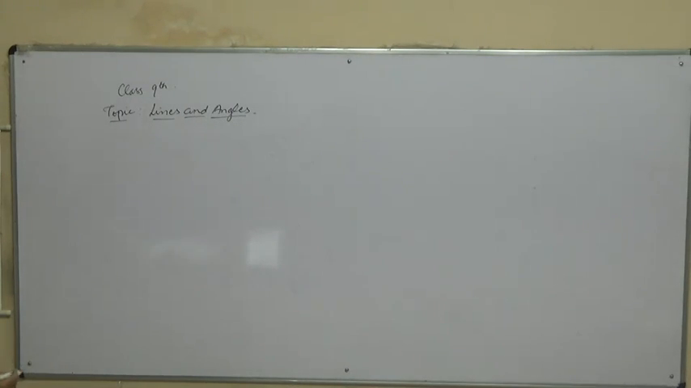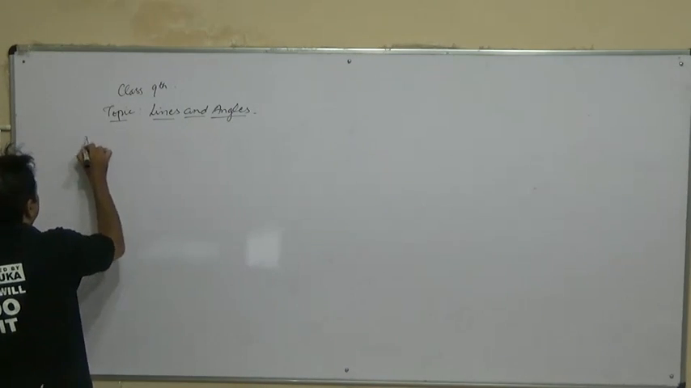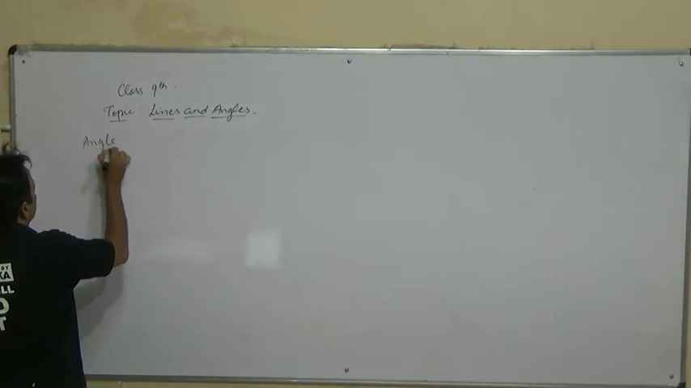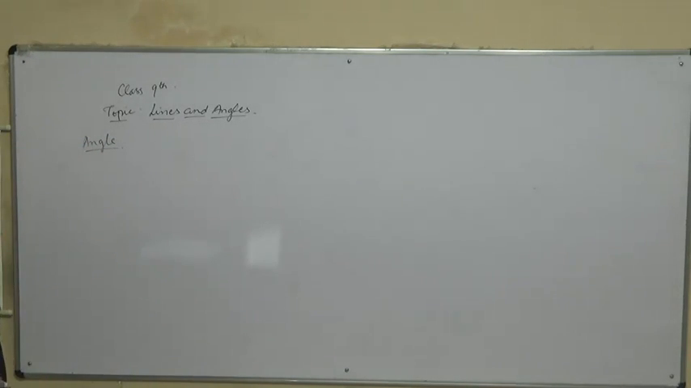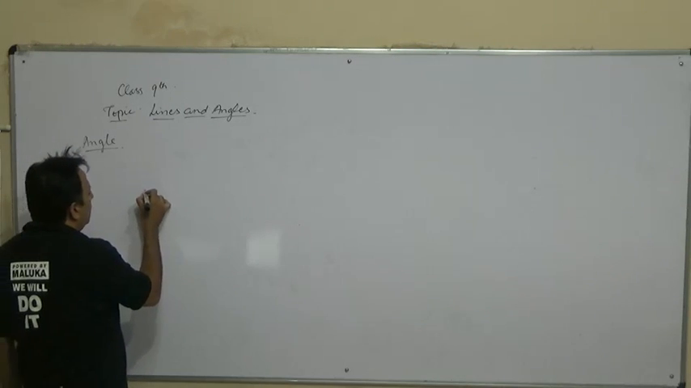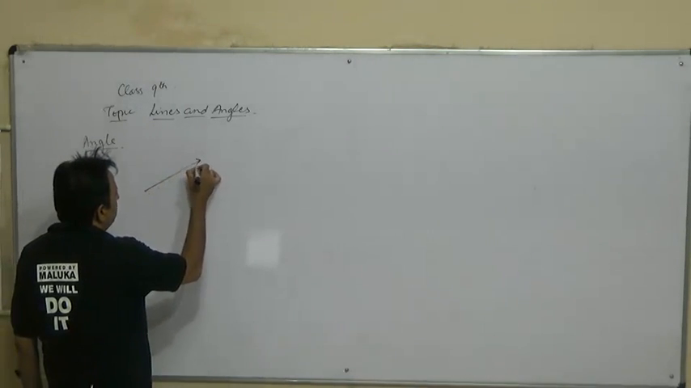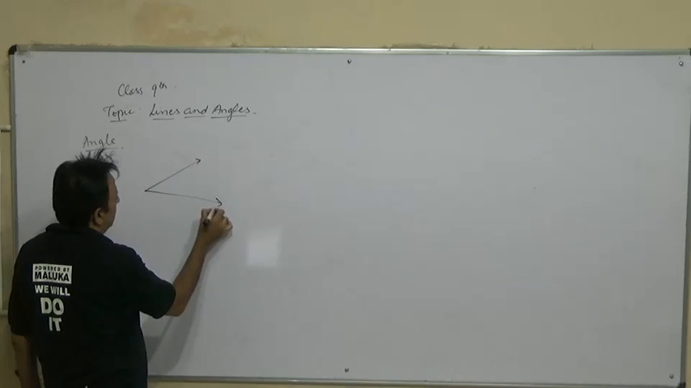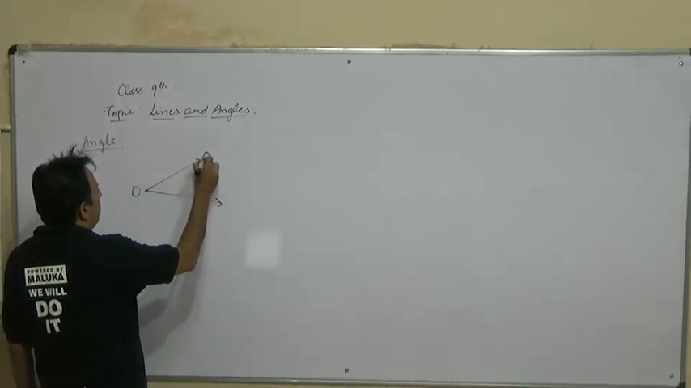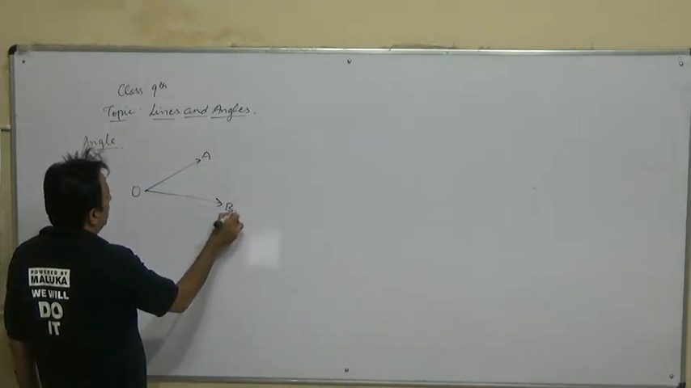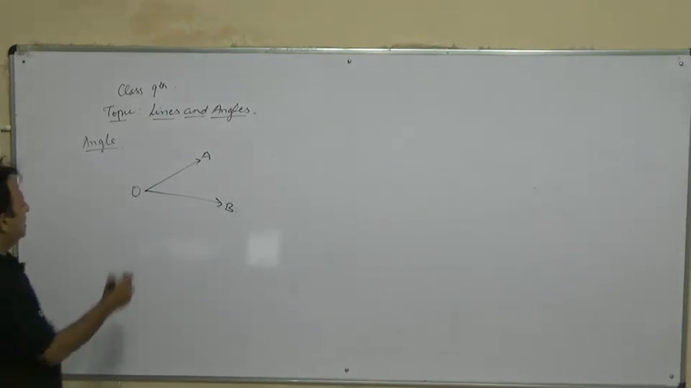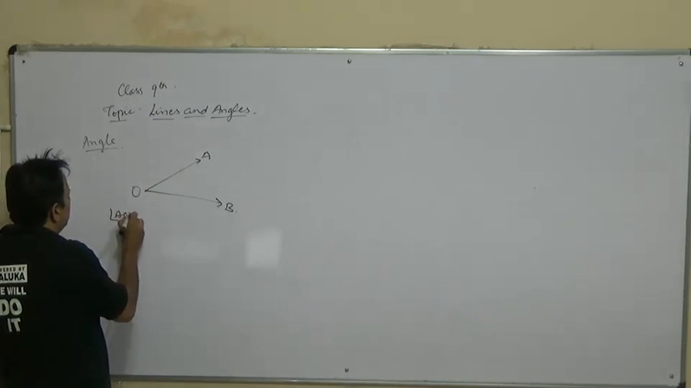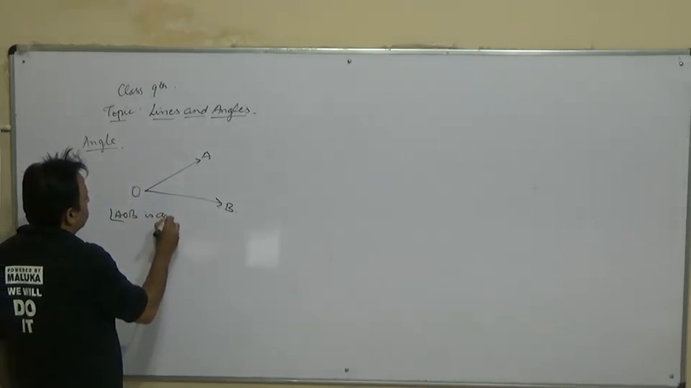Then we talk about the angle. So what is an angle? Angle is formed when two rays originate from the same vertex. For example, this is OA, OB. OA and OB are the two rays. Then we can say that AOB is an angle.